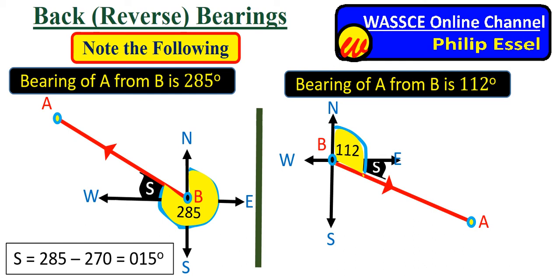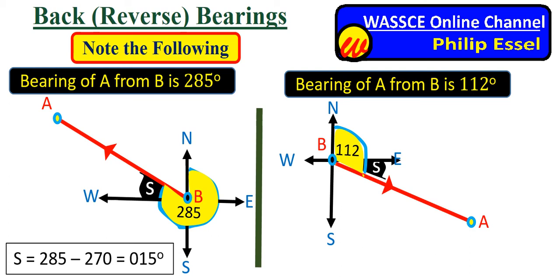From the North Pole to the red line, the angle is 112. Now, from the North Pole to the East Pole, that angle is 90. So how do we find the value of the angle S? What do you think?